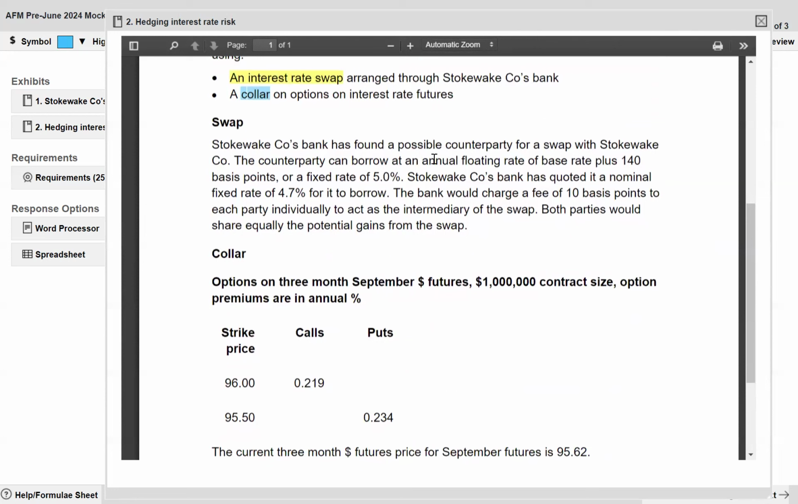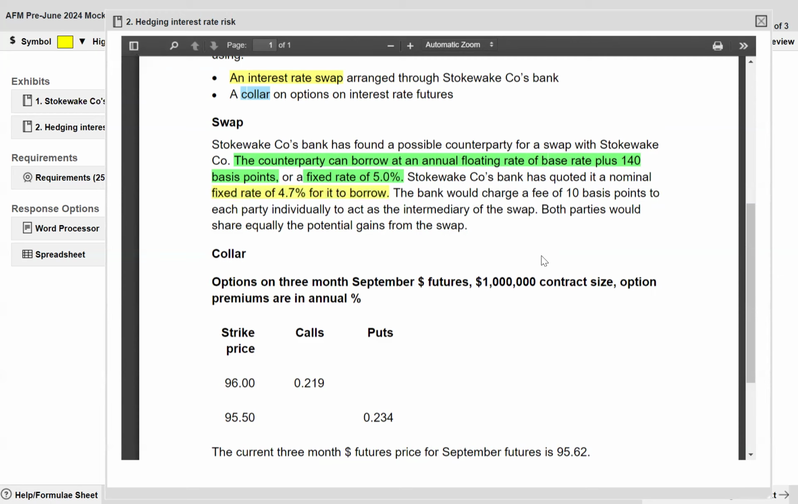So Stockwise Bank has found a possible counterparty for a swap with Stockwake. The counterparty can borrow at a floating rate of base rate plus 140 basis points. This is what the counterparty can borrow at. Or a fixed rate of 5%. Stockwise Bank has quoted its normal fixed rate of 4.7 to borrow.